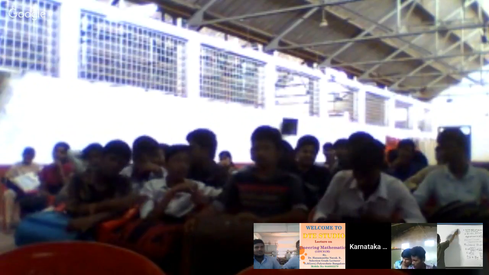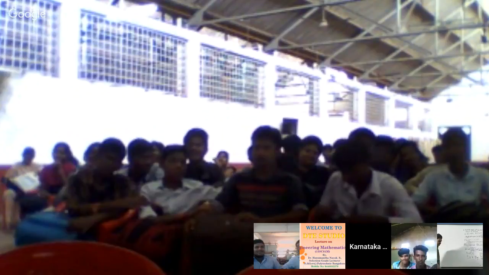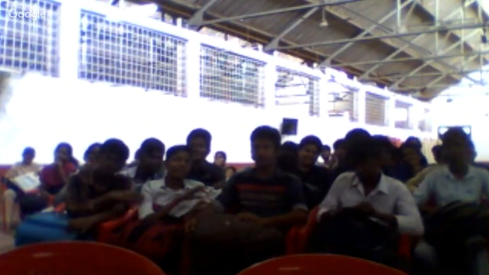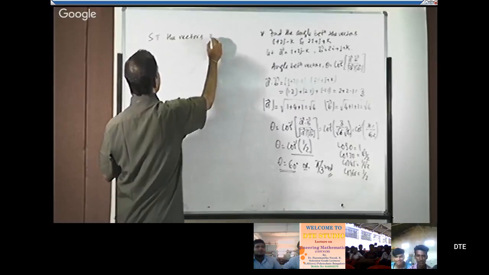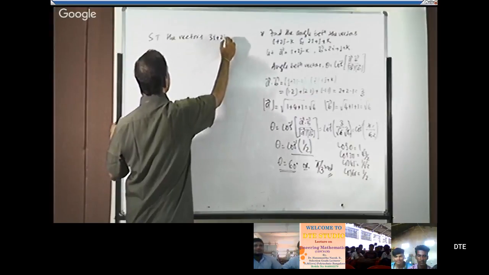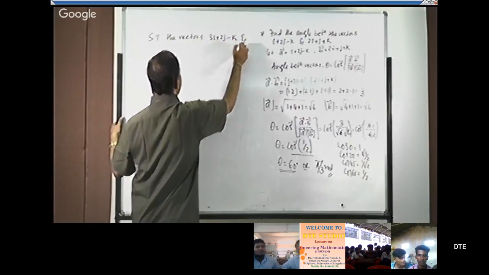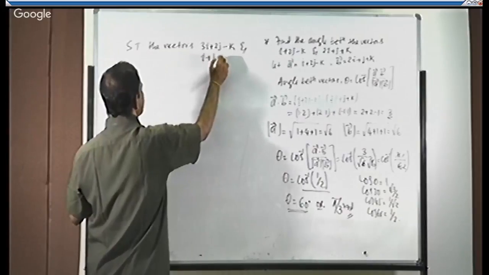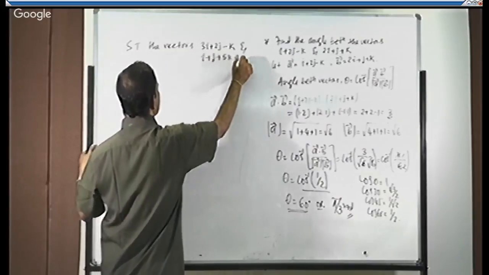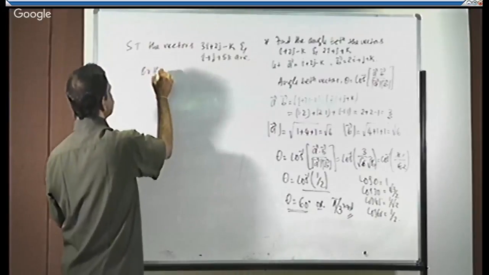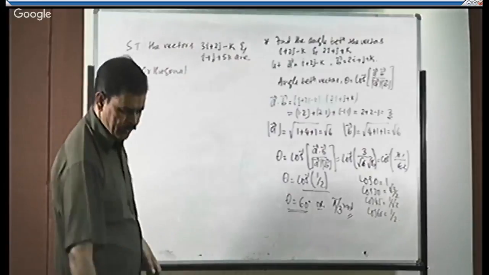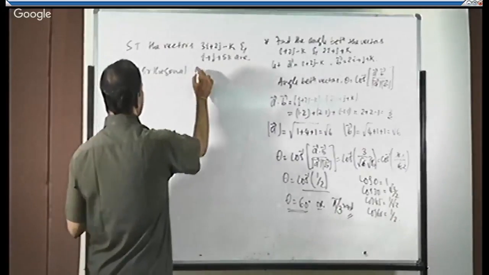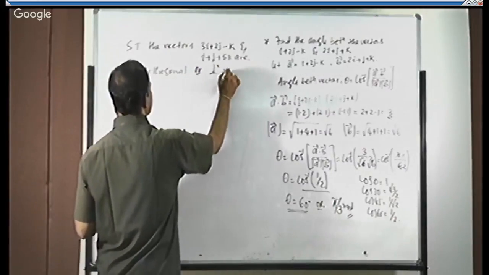Next problem on orthogonal vectors. Show that the vectors 3i plus 2j minus k and i plus j plus 5k are orthogonal. Orthogonal vectors are perpendicular vectors.